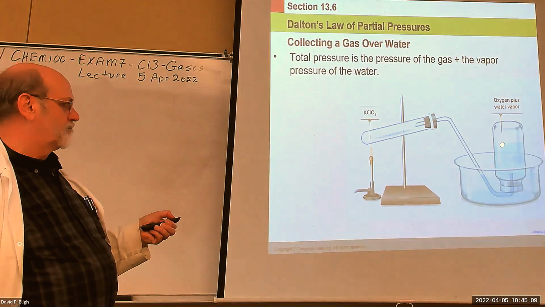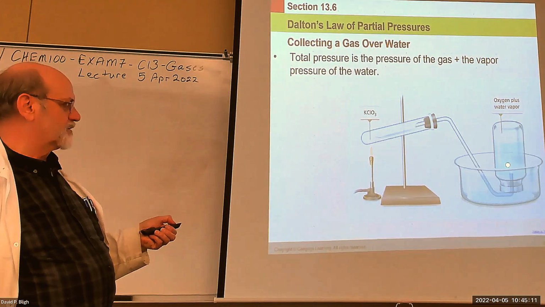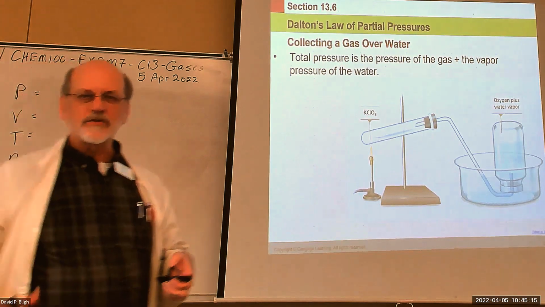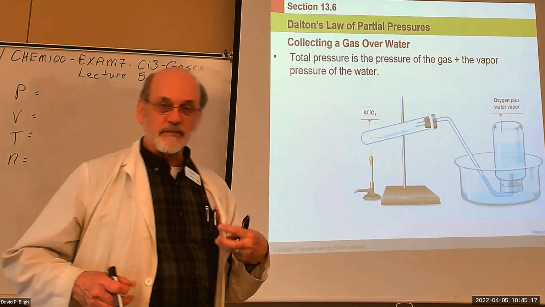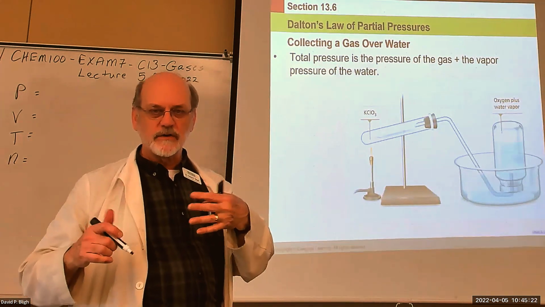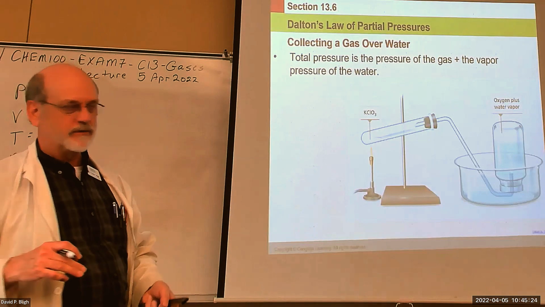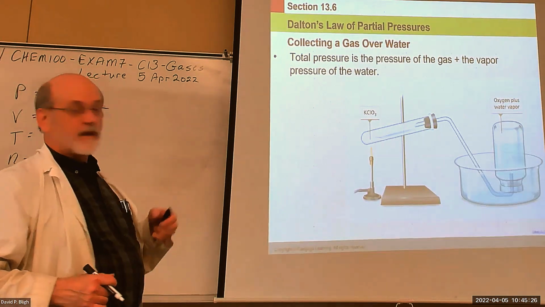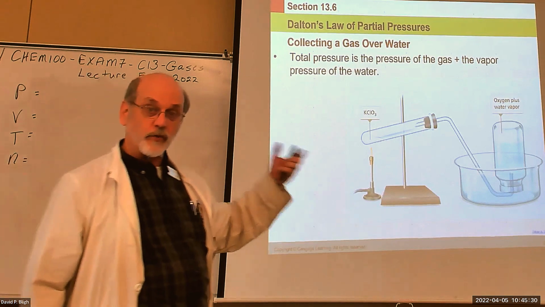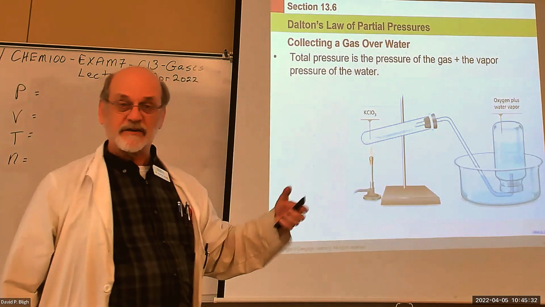And subtract the pressure of the water. What you try to do is you fill it up to the point where the water levels are pretty close. That means the total pressure is equal to atmospheric pressure. Well, what's the problem here? You just bubbled your gas through water, and it picked up water vapor.